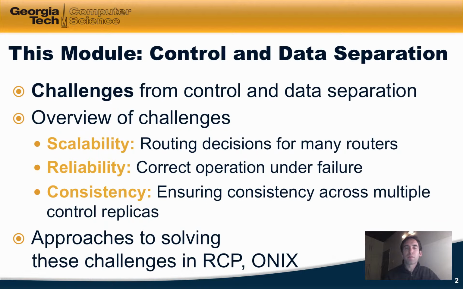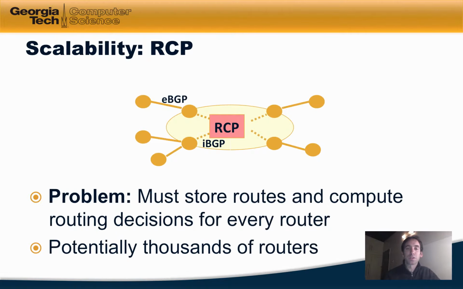Let's first take a look at some of the scalability challenges faced by the routing control platform and the approaches that that platform takes to solving some of these scalability challenges. So one of the problems that the RCP faces is that it must store routes and compute routing decisions for every router across the autonomous system. And a single autonomous system may have hundreds to thousands of routers. So that's potentially many routing tables and a lot of routing computations all being performed at a single node, whereas before all those computations were distributed across the routers themselves.